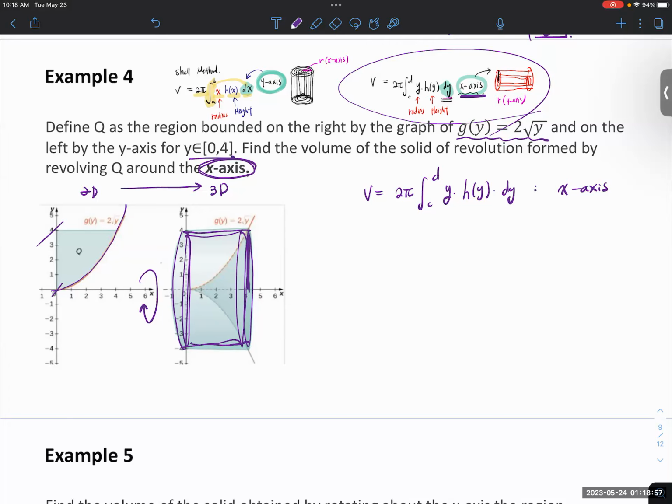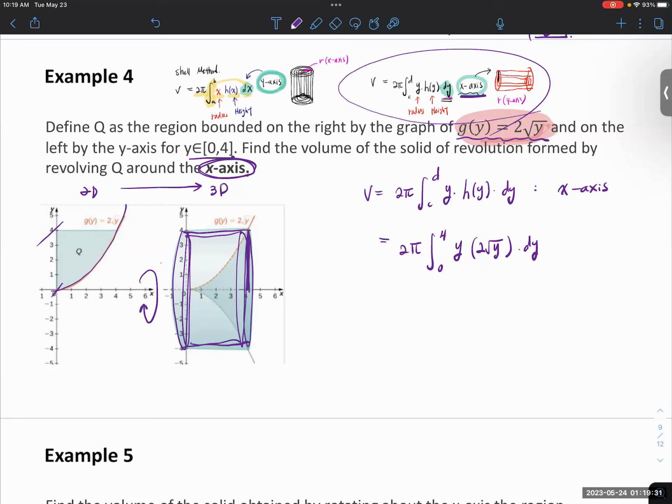So let's plug in. What are you guys going to do? We have 2 pi, and they say from 0 to 4, height, and then y is the radius. It's not going to change. Make sure that the function is already modified with respect to the y variable, so you don't need to change anything. This is already converted to the y variable. So the height function will be 2 times the radical y, and dy. Does it make sense to you?